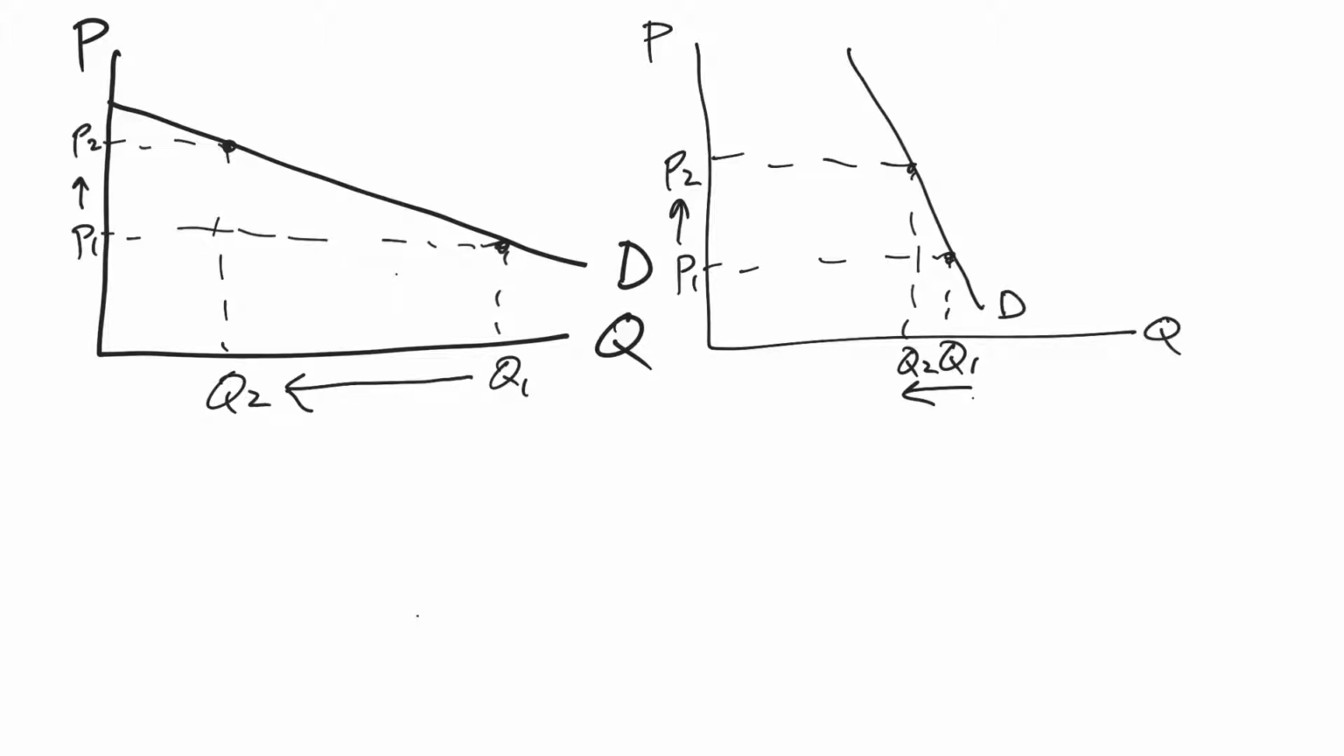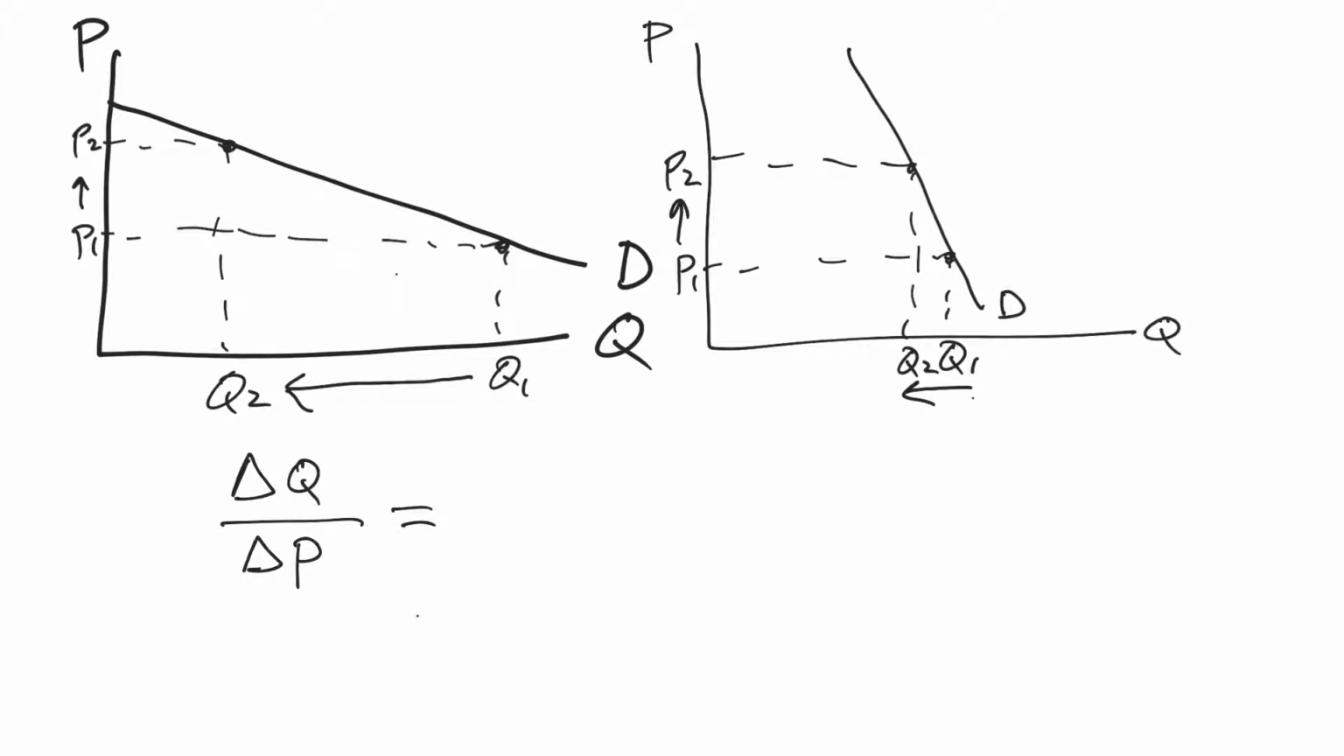Well, what we want is a number, and we love numbers. We want a number that tells us just how sensitive or insensitive quantity demanded is to a change in price. Well, the most intuitive candidate for such a number would be just to take the change in quantity divided by the change in price.